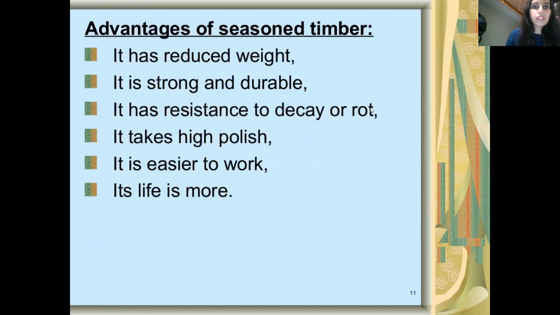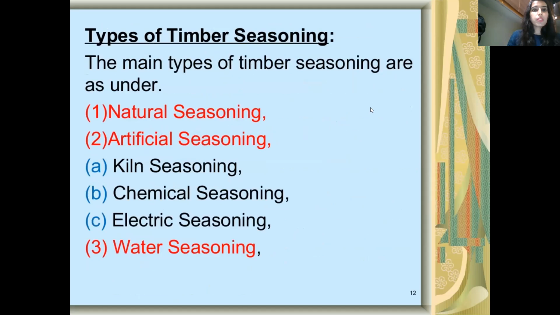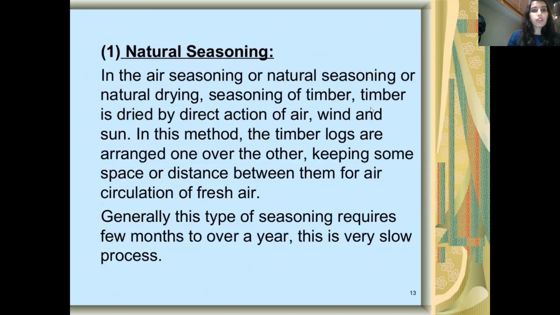Advantages of seasoning timber: it has reduced weight, it is strong and durable, it has resistance to decay, it takes high polish, it is easier to work, its life is more. Types of timber seasoning: natural seasoning, artificial seasoning, kiln seasoning, chemical seasoning, electrical seasoning, water seasoning.